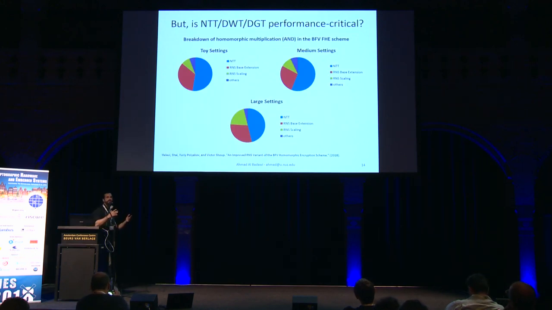Well, is this theoretical transform important? Yes, it's very critical for homomorphic encryption. In this diagram, we see the basic operations included in the FV scheme. As you can see, the NTT is almost 50%. These are just different settings of the problem. And we also have the RNS tools for the base decomposition. And the scale and round also consume about 30% or 35%. So we need to pay attention to this particular operation.